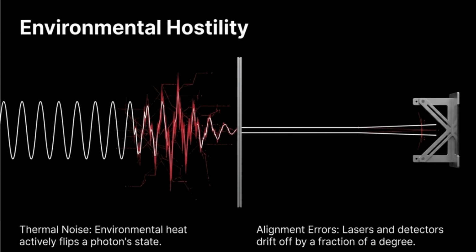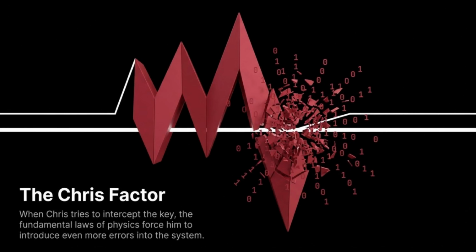And as we discussed, in the interest of absolute security, we must treat every one of these environmental glitches as if it were a deliberate attempt by Chris to compromise the key. Now that we know why the raw key is a mess, let's look at the first step in cleaning it up: information reconciliation.